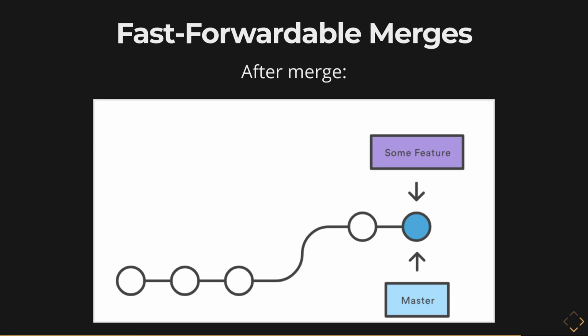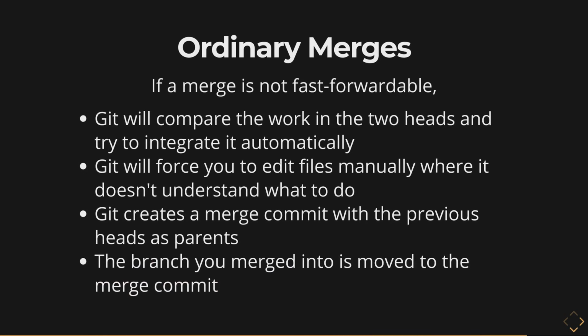It's very simple. There's nothing more to it. A fast forwardable merge is the simplest possible case. Now, of course, in some cases that will not be true. In some cases, you're not going to have a linear path going through history.